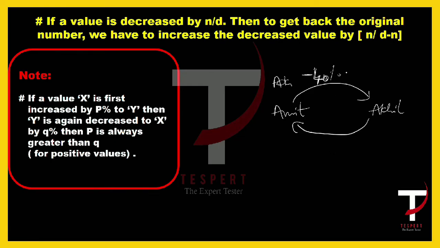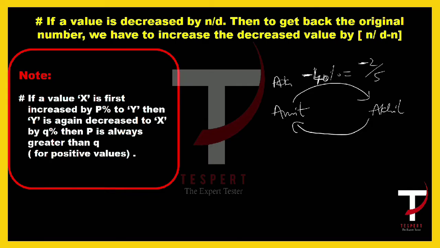What is the fraction equivalent of 40%? Minus 2 by 5. Why do I put minus here? Because minus indicates reduction. Amit has 40% lesser books than Akhil, so lesser refers to minus. So how much percent of books does Akhil have more than Amit?